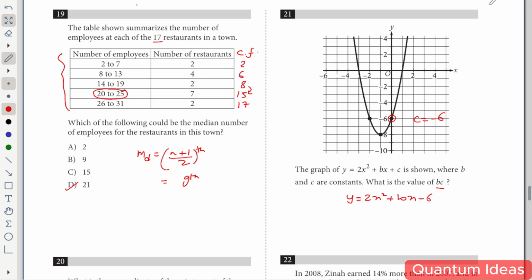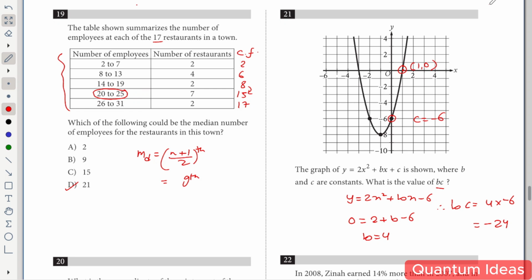So to find b, what we can do is take this point. This point is (1, 0), right? x and y. So y is 0, 2 times x squared with x is 1, so plus b minus 6. This is 2 minus 6, which is minus 4. If we move it to that side, that becomes 4. So b is 4, right? So therefore the final value of bc is simply b is 4, c is minus 6. So 4 into minus 6 is minus 24. So that will be your final answer.